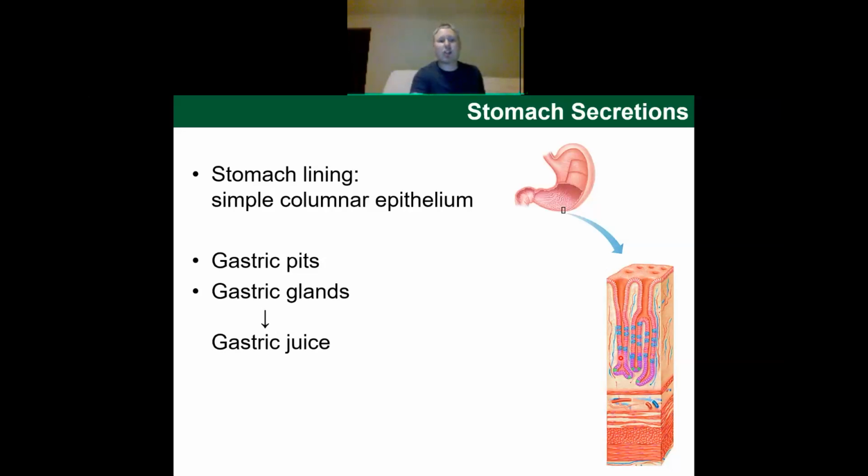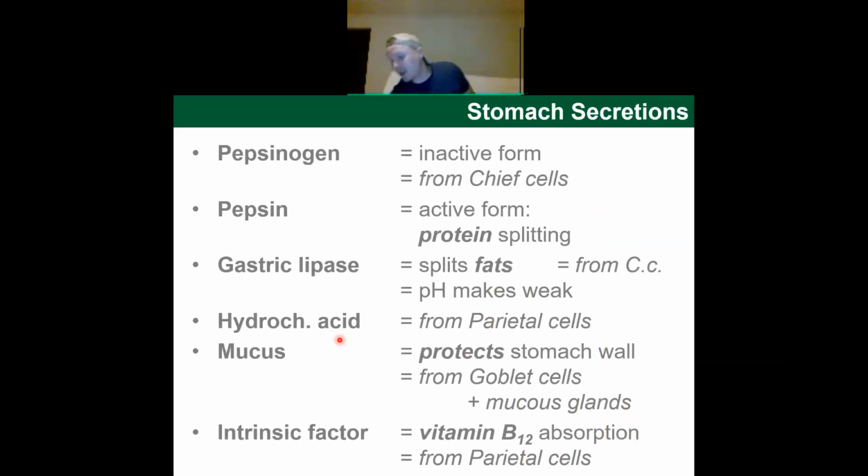How much gastric juice do we secrete in a day? It's actually a huge amount. It's 3 liters a day. So it would be maybe 1.5 of these. So that's a lot that we secrete in a day.